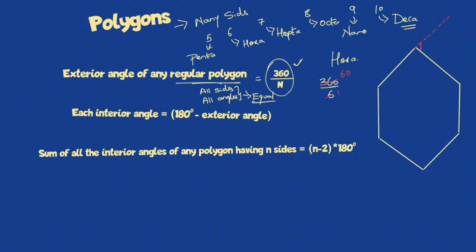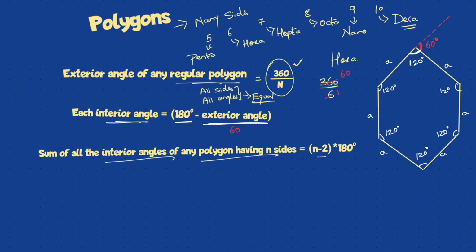Let's take a hexagon. n will be 6 here. So the exterior angle will be what? 60 degrees. Okay. Similarly, the interior angle is 180 degrees minus the exterior. So 180 minus 60 is what? 120. You can do this with any regular polygon. As we know, for a regular polygon, all the angles will be equal. So all the interior angles are equal to 120. And all the sides will be equal to a.